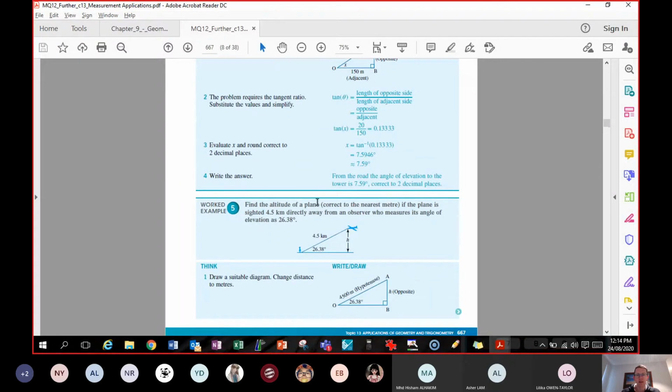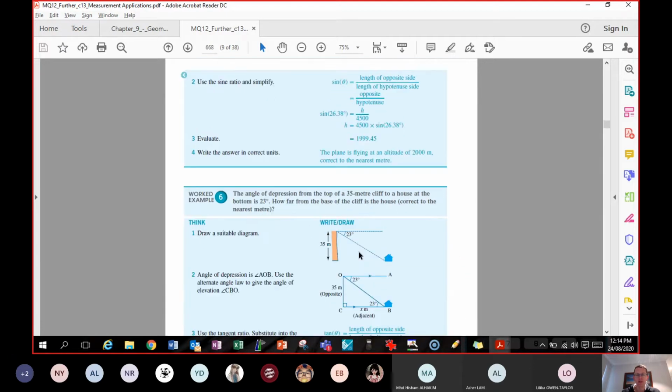For example, find the altitude of a plane correct to the nearest meter if a plane is sighted 4.5 kilometers directly away from an observer, who measures an angle of elevation of 26.38. Find the altitude. Now, altitude means how high it is off the ground. Assuming you're on flat ground, we know the angle. We have the hypotenuse, and we want to know the opposite. You're going to use sine. Put in all the information.